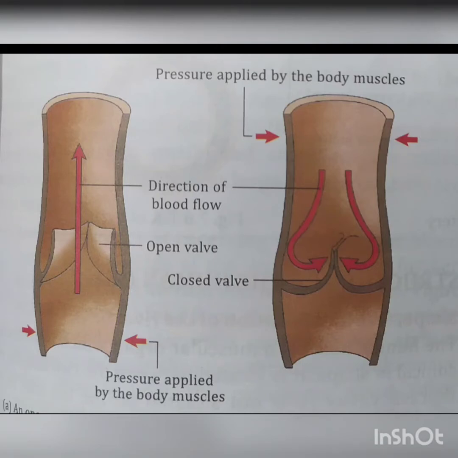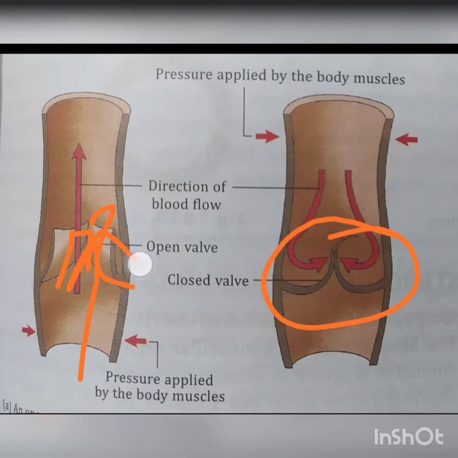At regular intervals, veins have pocket-shaped semilunar valves that open towards the heart to stop the blood flowing in the backward direction. The semilunar valves are made up of the folds of the inner walls of the veins. The forward pressure of blood forces the valves to open, as a result of which the blood flows towards the heart. The backflow of the blood causes the valve to close.